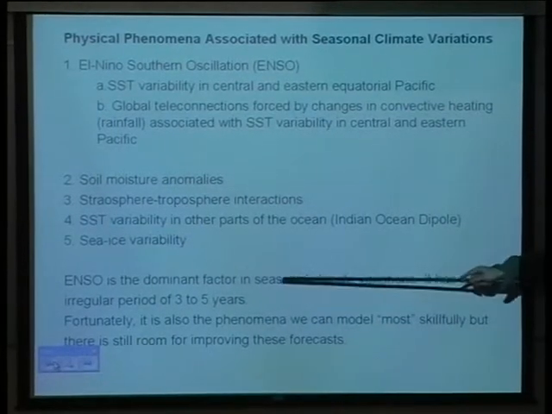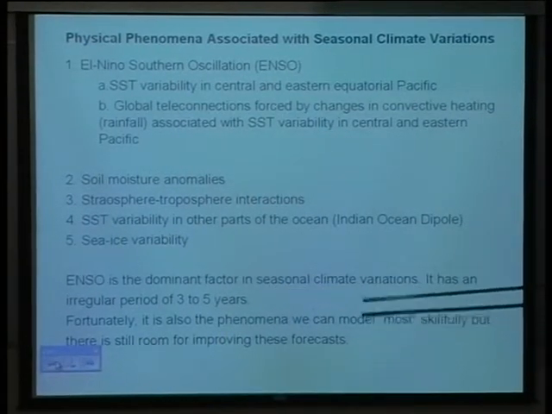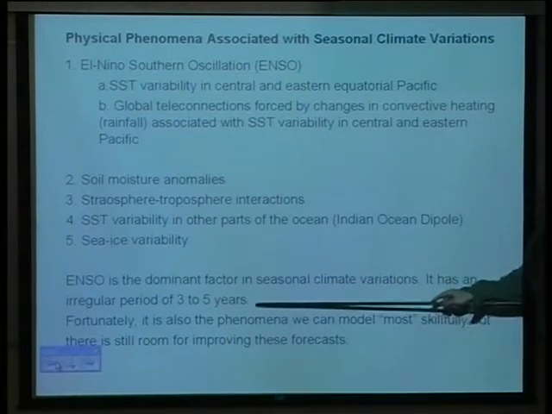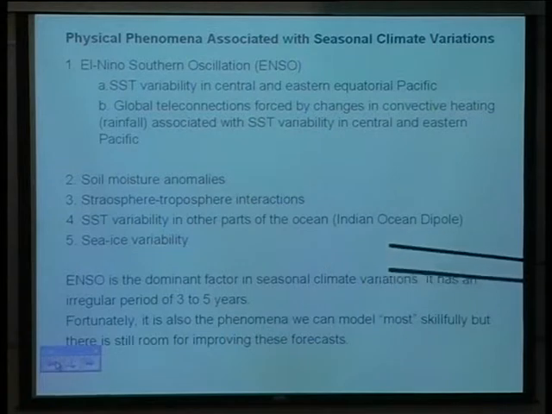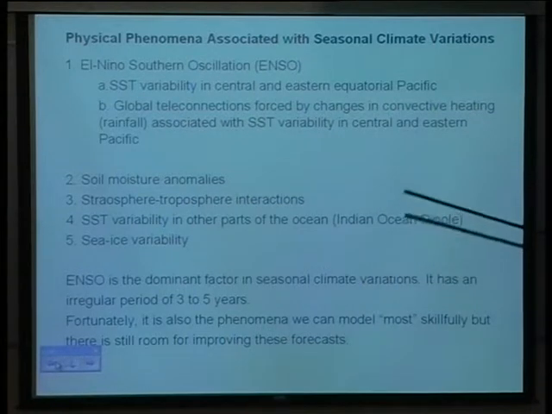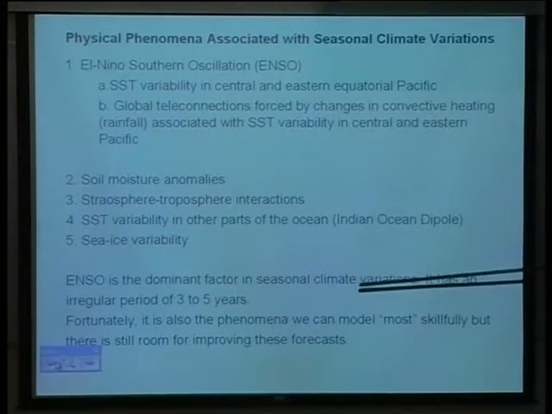So ENSO is the dominant factor in the seasonal climate variations. It has this regular period of 3 to 5 years, so it's not a perfect oscillation, right? It has an oscillatory behavior, warm to cold usually. Cold doesn't necessarily go to warm. Cold usually fizzles out, and we'll talk about that in a minute.